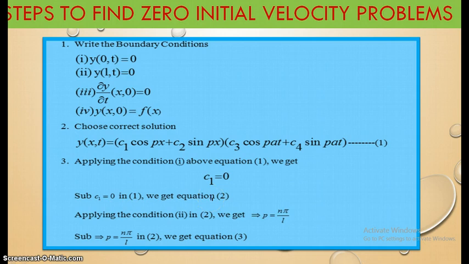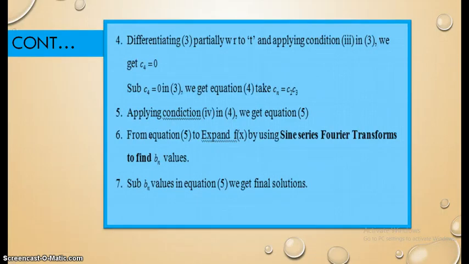Then substitute 2 in the second condition, then find p equal to n pi by L. Then substitute this value in equation number 2, so we get 3. Okay. So next we can substitute 3 in 3, and we get c4 equal to 0.